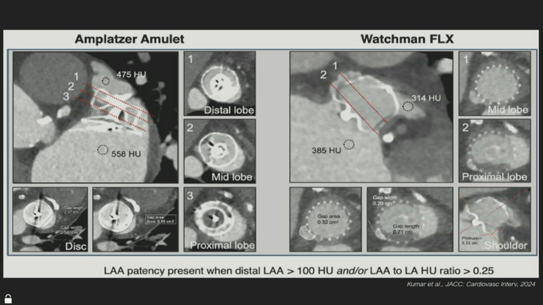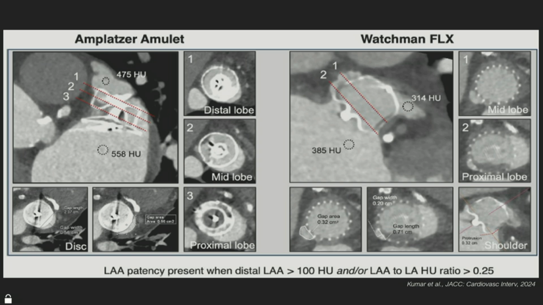So there is a typo here. I'm going to say that this left atrial appendage leak is present when the left atrial appendage is less than 100 Hounsfield units. So if this number, 314, in this Watchman Flex here were less than 100, we could adequately say that this is completely occluded or sealed. Typically, you're going to see thrombus anywhere between 60 and 100. So we can confidently say that if this number here is less than 100, then this is adequately sealed.